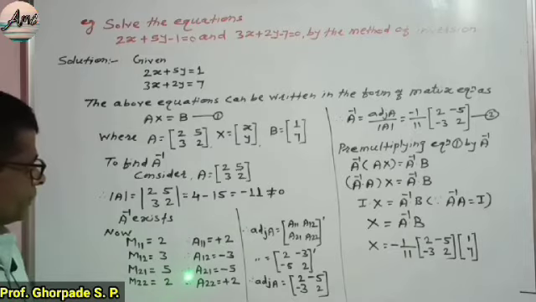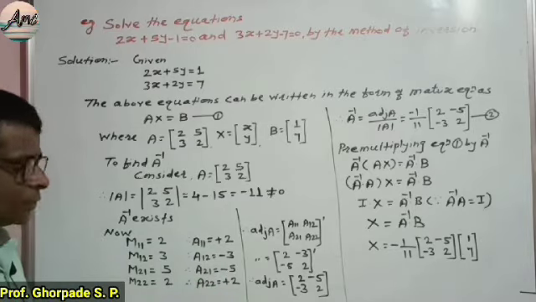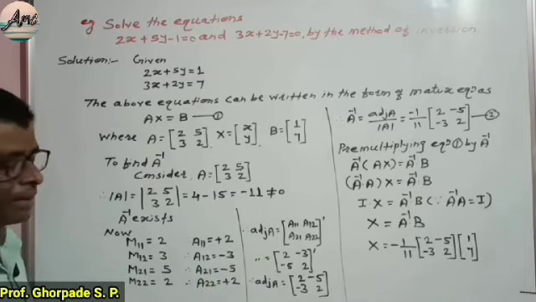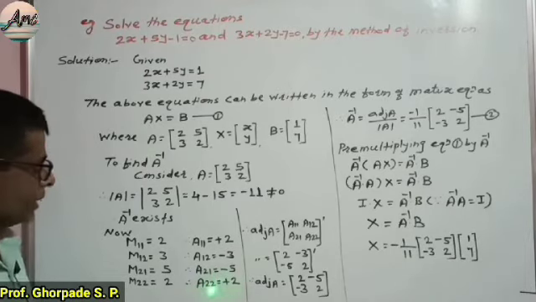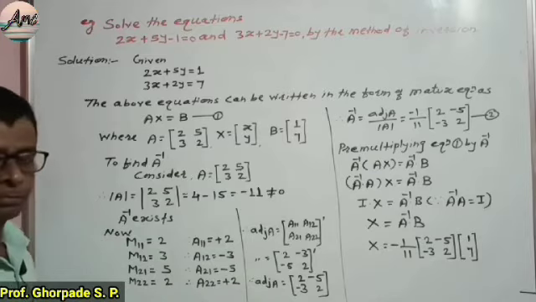Then find the cofactor A21. Again 2 plus 1 is 3, which is an odd number, so you will get a negative sign into the minor. So minor is what here? 5. And the cofactor A22. So if you add this 2 plus 2, you will get 4, which is an even number. You will get a positive sign into the minor. Minor is what here? 2.